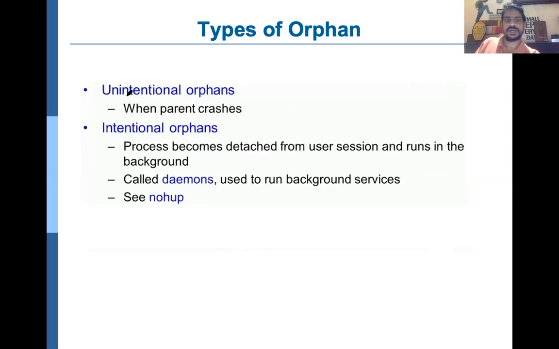We have two types of orphan. One is an unintentional orphan, maybe the parent crashed. Or there are intentional orphans, where the process becomes detached from the user session and runs in the background. There are different background programs which are running, and for those background processes we require orphan processes. These orphan processes are sometimes called daemons, because they are running in the background and using background services to run. The orphan which is made intentionally to run in the background is called a daemon process.